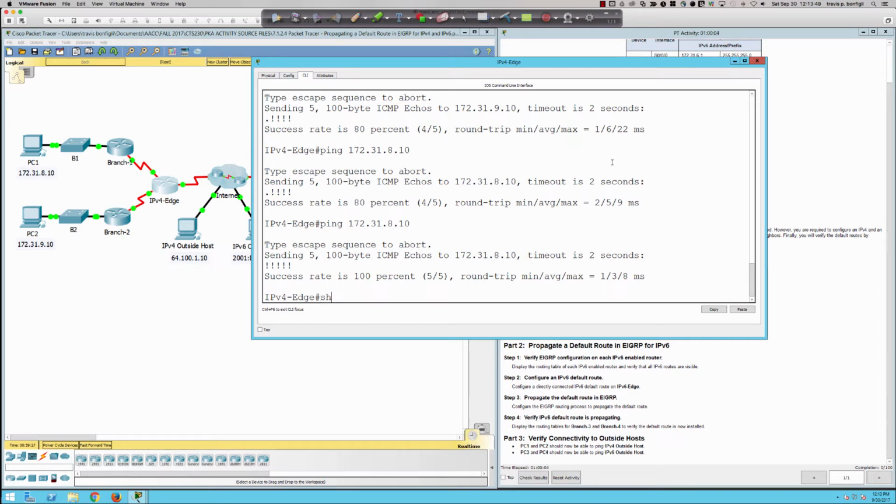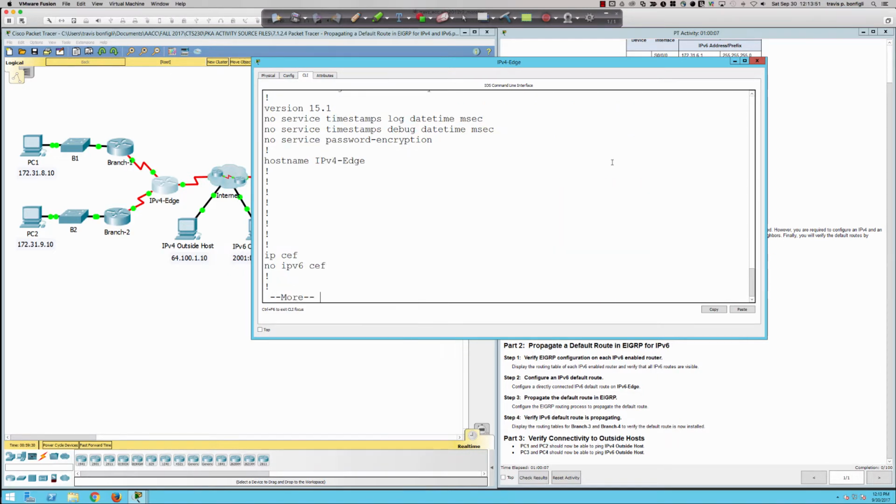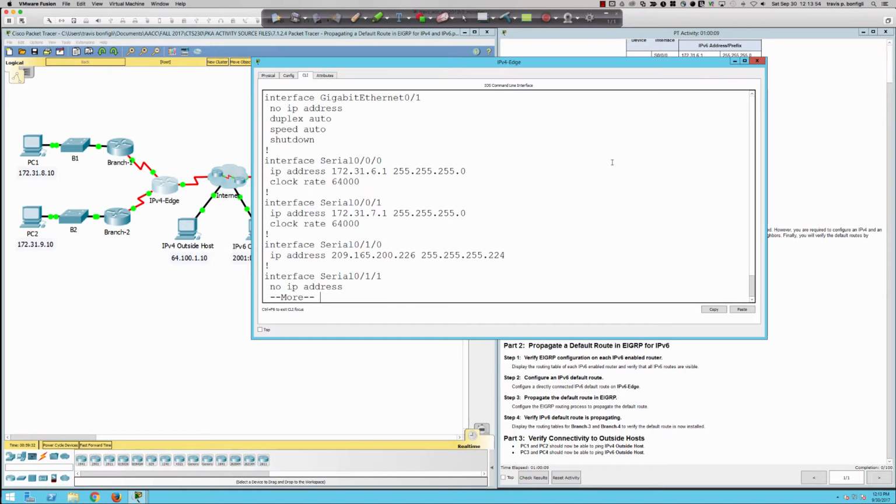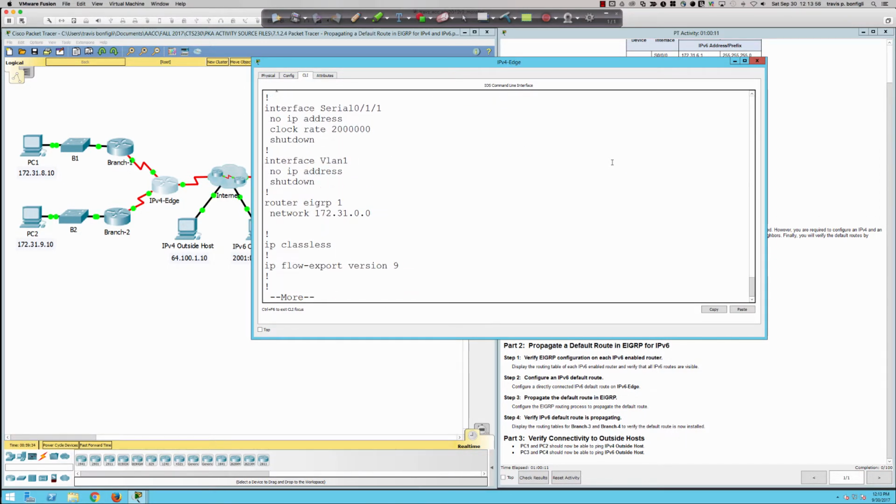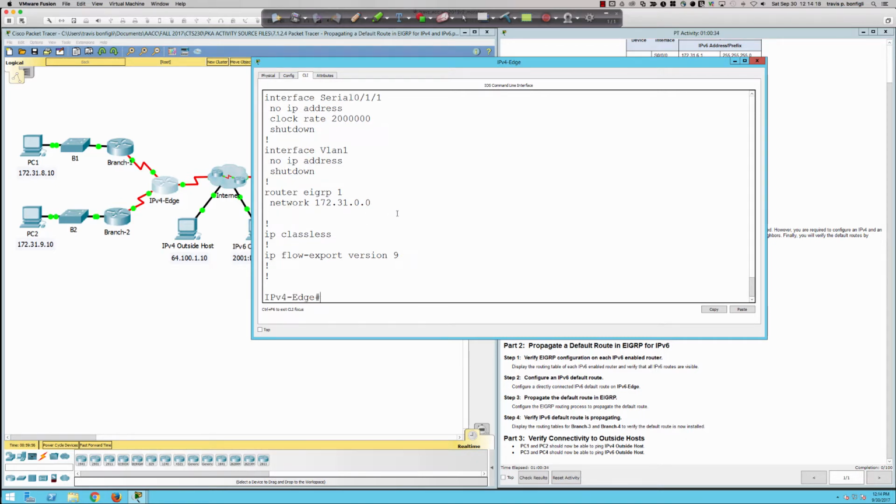So what does our EIGRP configuration section look like? So let's work our way down here. And you can see it's actually pretty straightforward. Now, you'll notice that it says network 172.31.0.0, but there is no subnet mask over here, right? Or I should say, we don't see a wildcard mask indicating what that subnet mask might be. So what does this indicate? Well, let's go ahead and say show ip protocols.